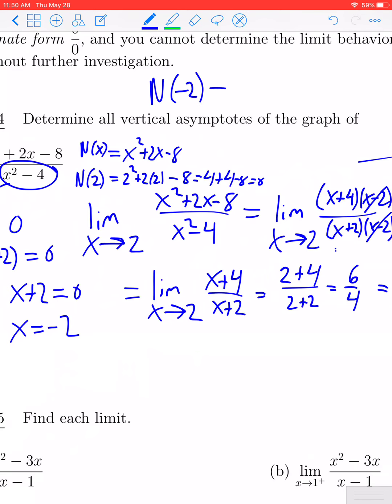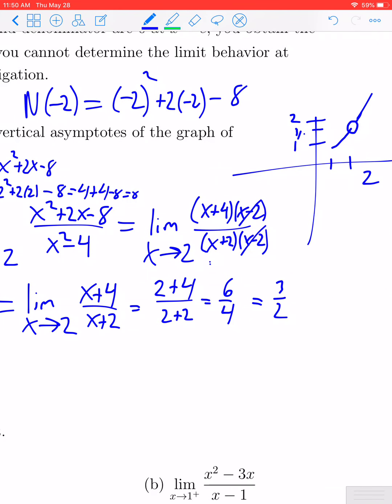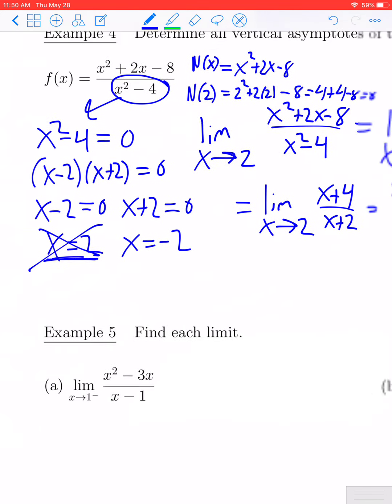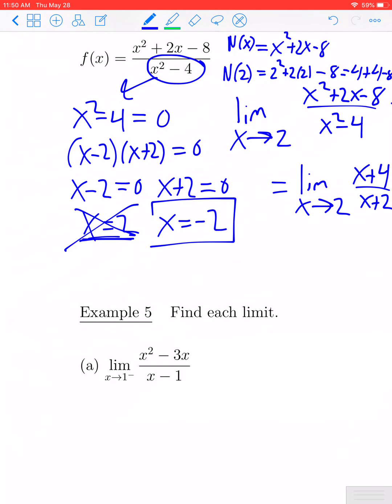if I plug negative 2 into the numerator, we would have negative 2 squared plus 2 times negative 2 minus 8, which would be 4 minus 8, which would be negative 8. So this value does make the denominator equal to 0, but simultaneously it does not make the numerator 0, so that one will be a vertical asymptote. So we just get one vertical asymptote for this. It's going to be x equals negative 2, and we have what amounts to a removable discontinuity at x equals 2.